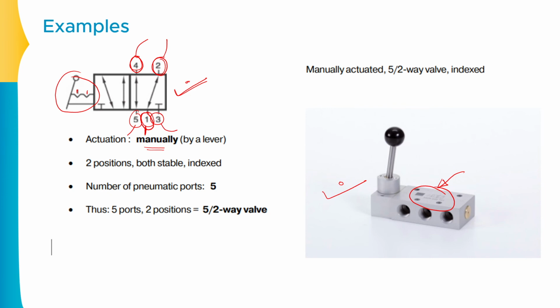Okay, so this is how you can understand the figure of an actual direction control valve. Other than that, if you observe, there is a second position available. So there are a total of 2 positions, the very first position and the second position. So we can say that there are a total of 5 ports and 2 positions available. So ultimately this is the 5x2 way valve. Clear? And as there is a lever, it is known as the manually actuated 5x2 way valve, and this is the indexed valve. Clear? So this is how you can understand the direction control valve.